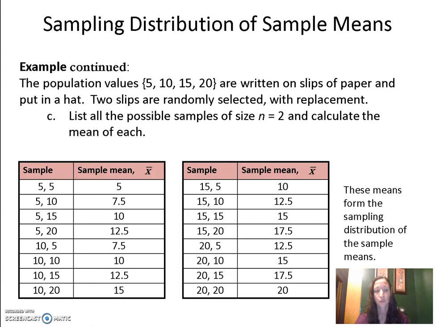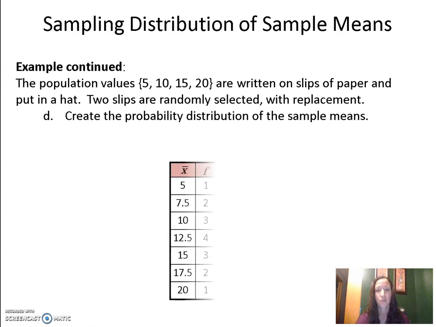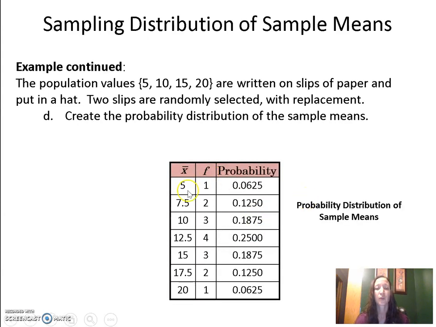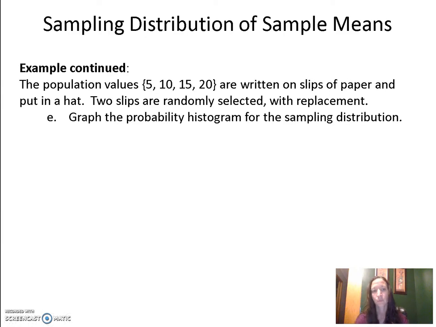And so if we were to make a frequency distribution, we would have the different sample means in one column, how many times they happened out of the total 16 possible draws, and the probability of each of the sample means is given here.